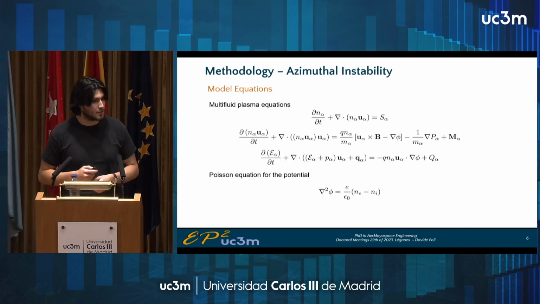These are the equations that I'm solving with this model, which are general multi-fluid equations, and can be used for ions, electrons, and neutrals. Of course, for neutrals, they don't have charge, so this term is zero, and these are coupled with the Poisson equation. These are basically Euler equations with some stiff source terms on the right-hand side.